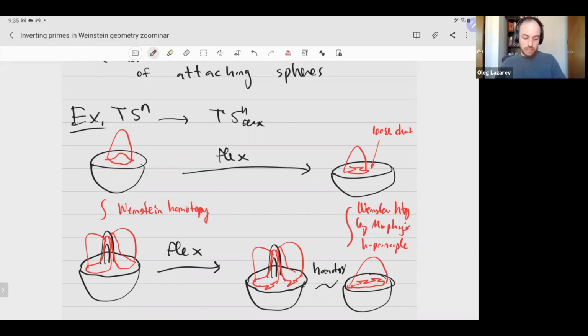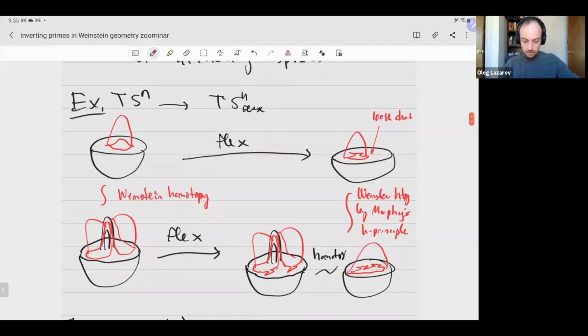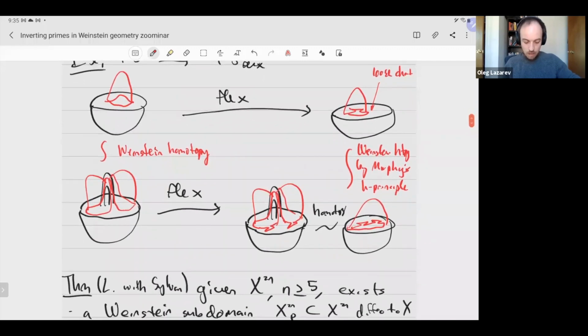And so you could play this game for any kind of local modification. You just start with attaching spheres, modify them locally in some way, and then ask if it's Weinstein homotopy equivalent. Now that will not be true in general. However, the point of this talk is that it will hold under some restricted class of new local models. Okay, so that's flexibilization and a description of why it's Weinstein homotopy invariant.